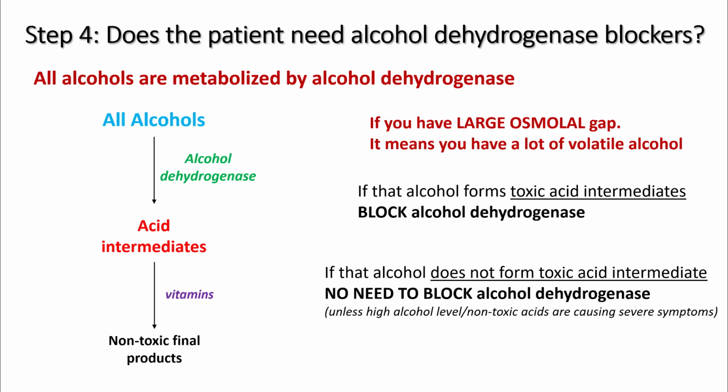If the alcohol does not form toxic intermediates, you do not really have to block this alcohol dehydrogenase unless high alcohol levels or non-toxic acids are causing severe symptoms. This occurs in patients with propylene glycol and isopropyl alcohol poisoning.